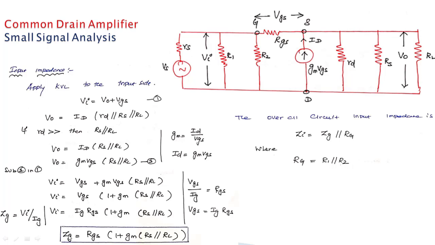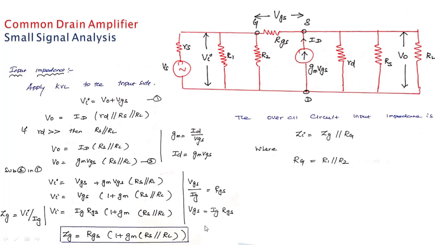So using that, ZZ is equal to VI divided by IG. So this IG is cancelled. So RGS into 1 plus GM (RS parallel RL). So this is the input impedance of the common drain amplifier.